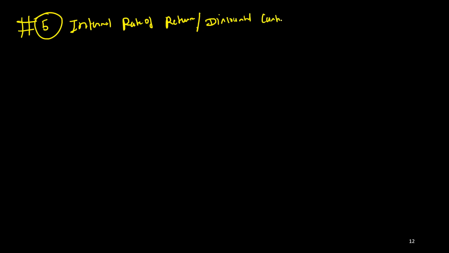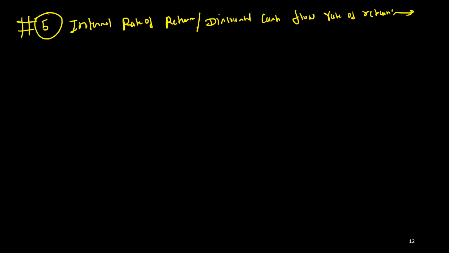The next method, the fifth and last method for profitability calculation, is called the internal rate of return method, or discounted cash flow rate of return. Again, this method is very, very important. It will give you a clear idea about which project we should invest some amount of money in, the one where the discounted cash flow rate of return is high.